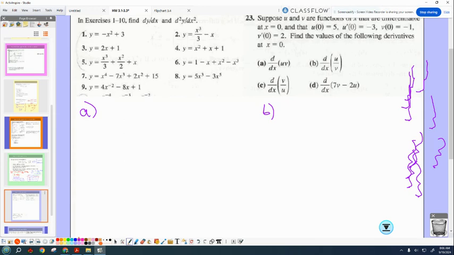Amelia? Cool. Amelia, show the... okay. It doesn't erase, so you just, yep. So show the pattern of quotient rule, bottom times the derivative of the top.